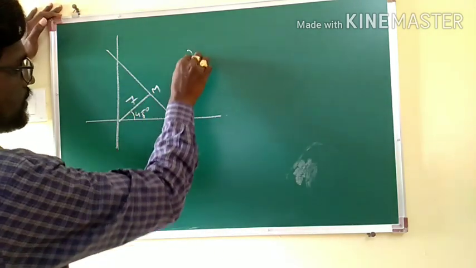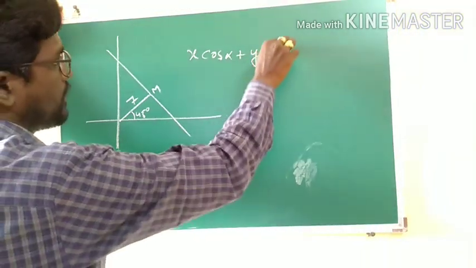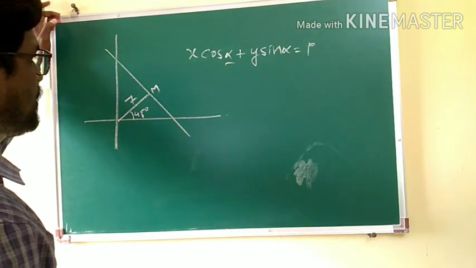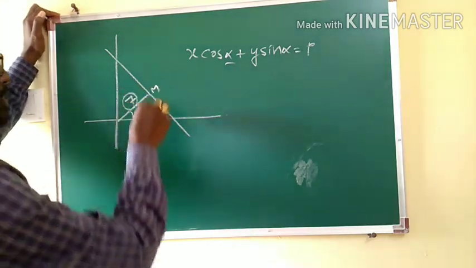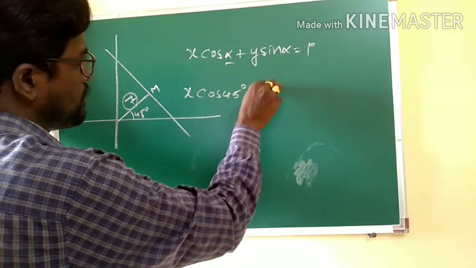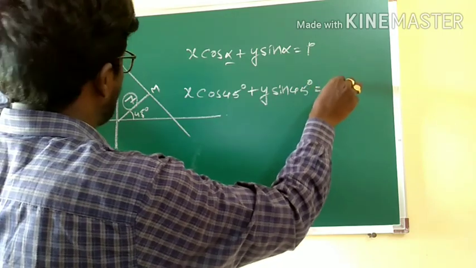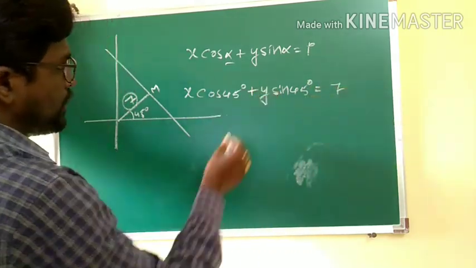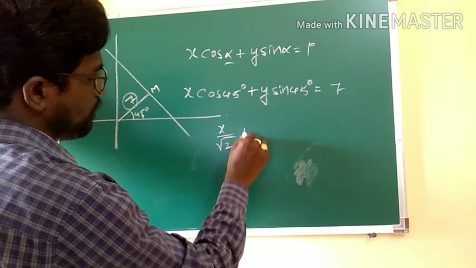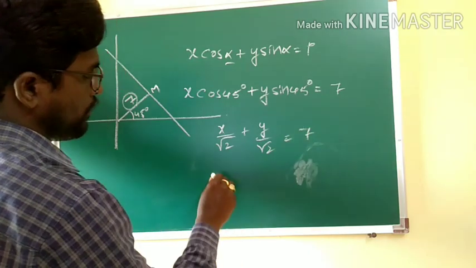the origin, it is something like the normal equation x cos alpha plus y sin alpha is equal to P. What is alpha? 45 degrees, and P is 7 units, the length of the normal. So x cos 45 degrees plus y sin 45 degrees is equal to 7. What is x cos 45? x by root 2, cos 45 is 1 by root 2, plus sin 45 also 1 by root 2, is equal to 7.